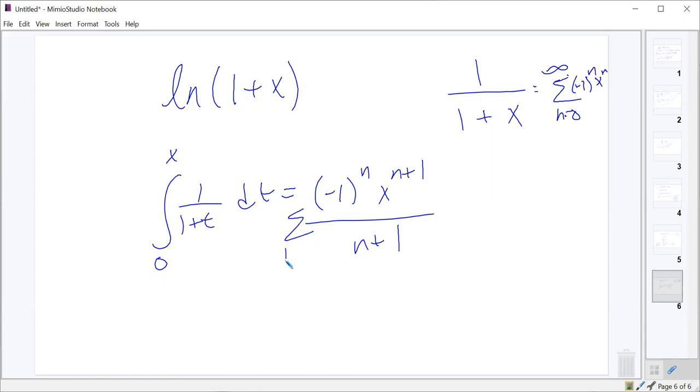I should have written my summation in here. The sum from n equals 0 to infinity of this should equal the natural log of 1 plus x. And so we can use differentiation and integration to manipulate known power series to come up with series for new values.